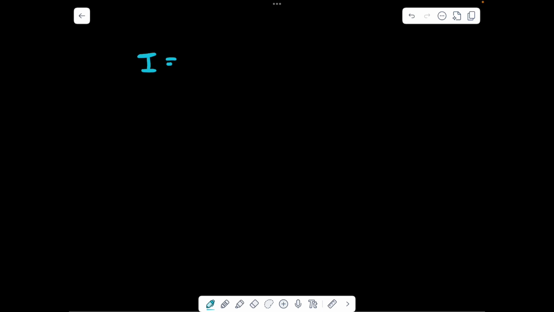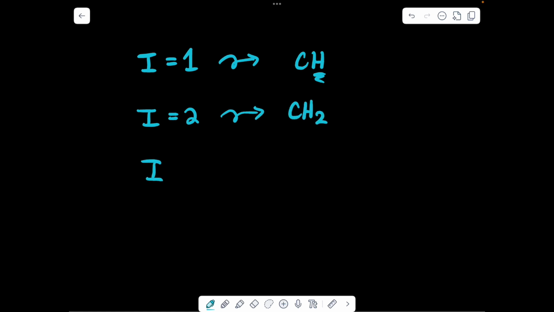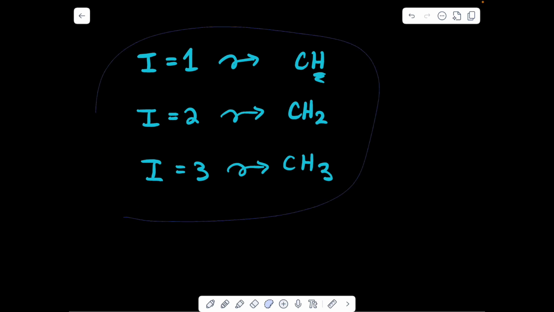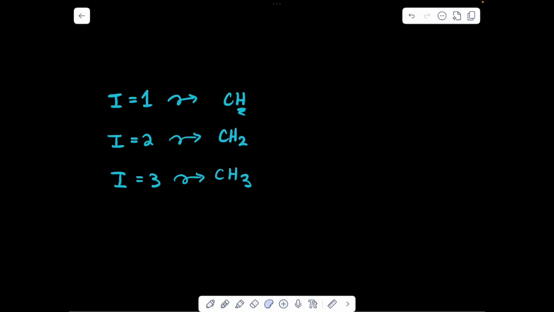So if the integration is equal to 1, what does this mean? It means you have a CH, so a hydrogen attached to a carbon. If your integration is equal to 2, we're most likely talking about a CH2. If your integration is equal to 3, we're talking about a CH3. So now let's times all of these integrations by 2.